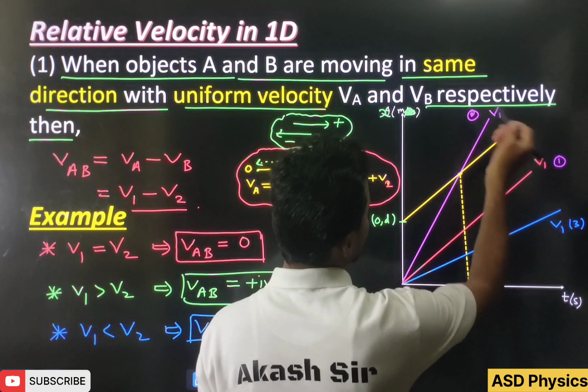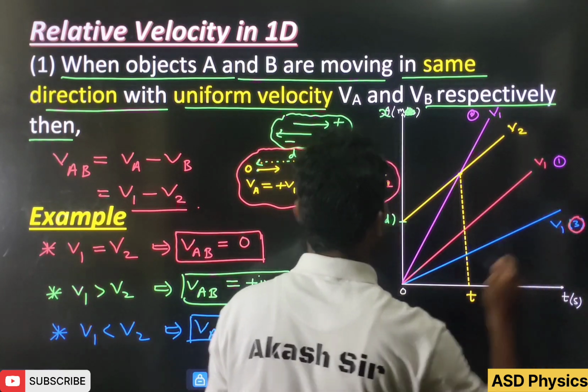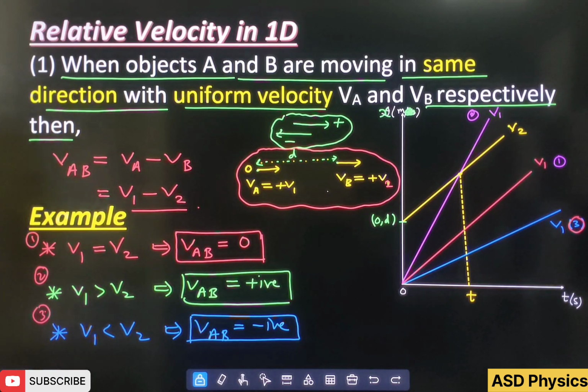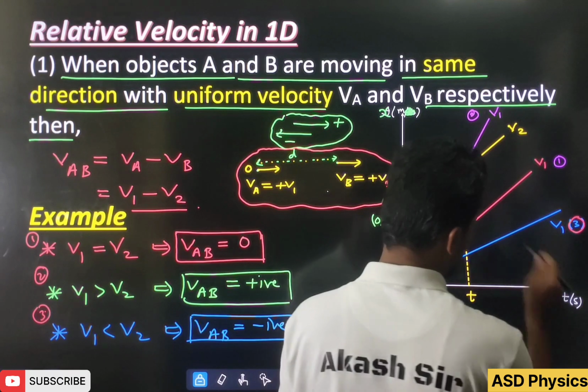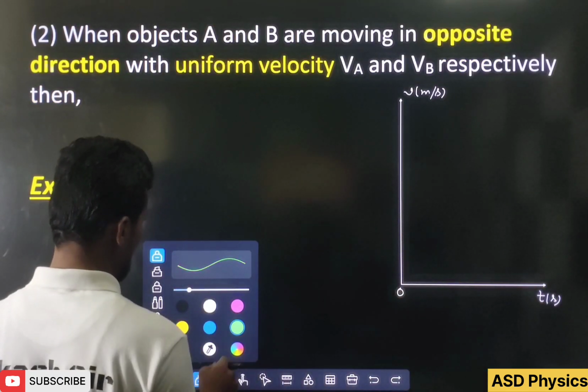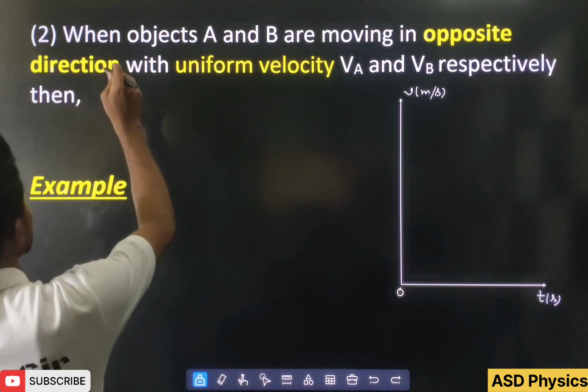I have taken situation 1, situation 2 and this is situation 3. I can even write here, situation 1, situation 2, situation 3. So remember all these things, because these graphs are important. Now the position time graph is there. Next one, students, see, what is the scenario?